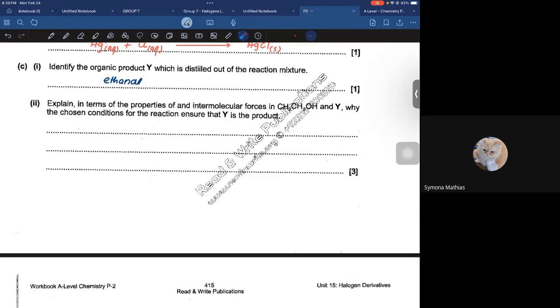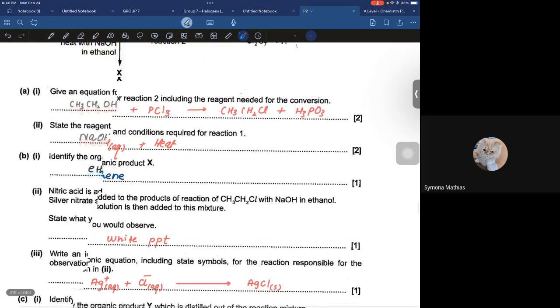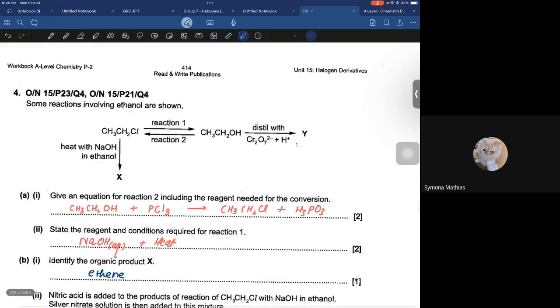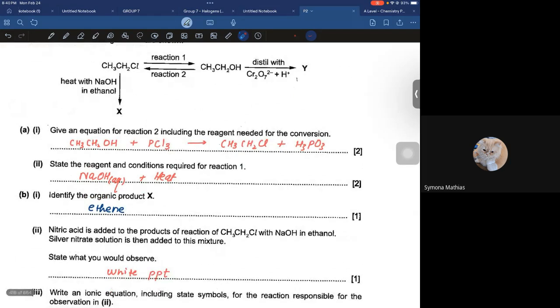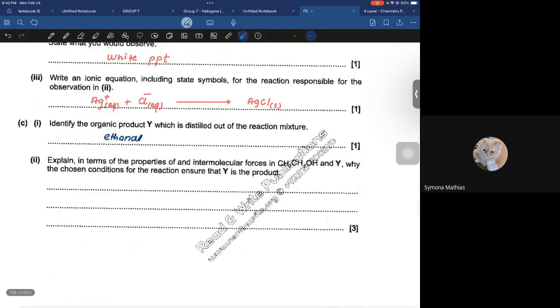What would you say about the conditions ensuring that Y would be the product? What would you be writing in this question? Any idea? Your primary alcohol is going to convert into aldehyde, and the conditions make sure that no carboxylic acid is produced, because the aldehyde is distilled off after it has formed. Basically, this is 3 marks.